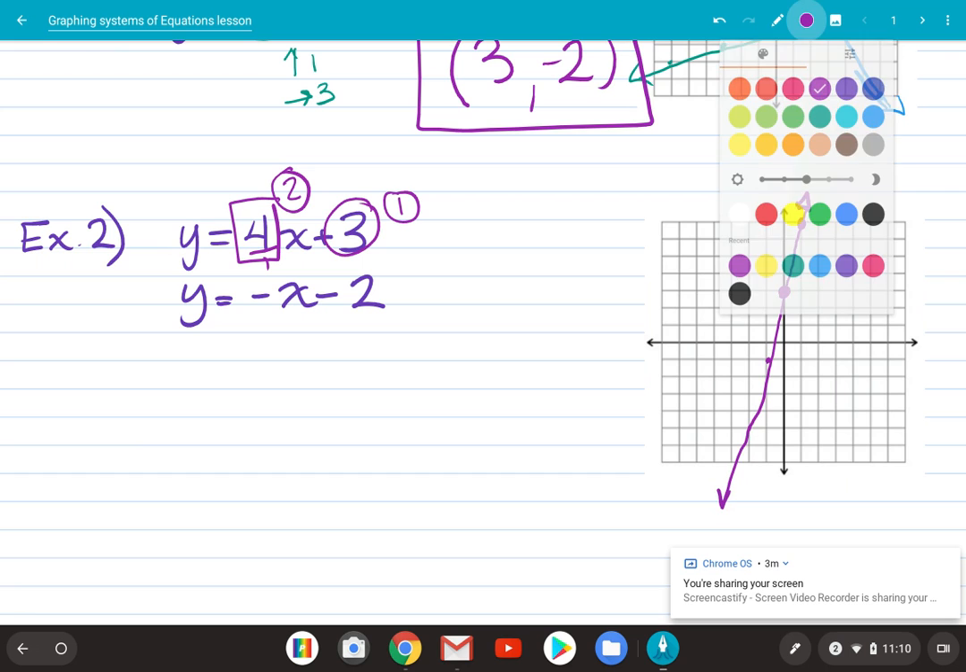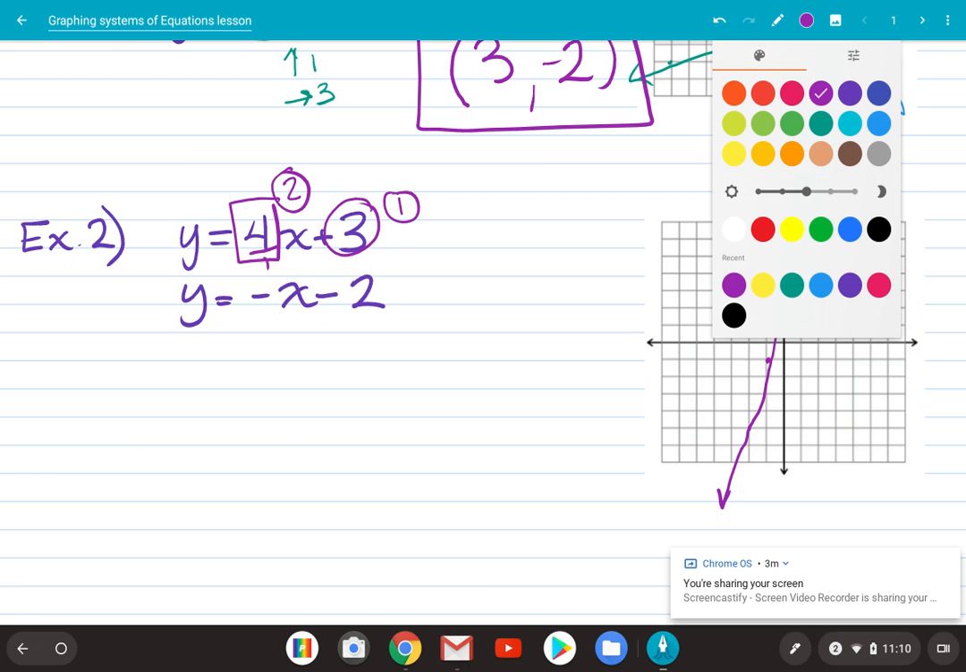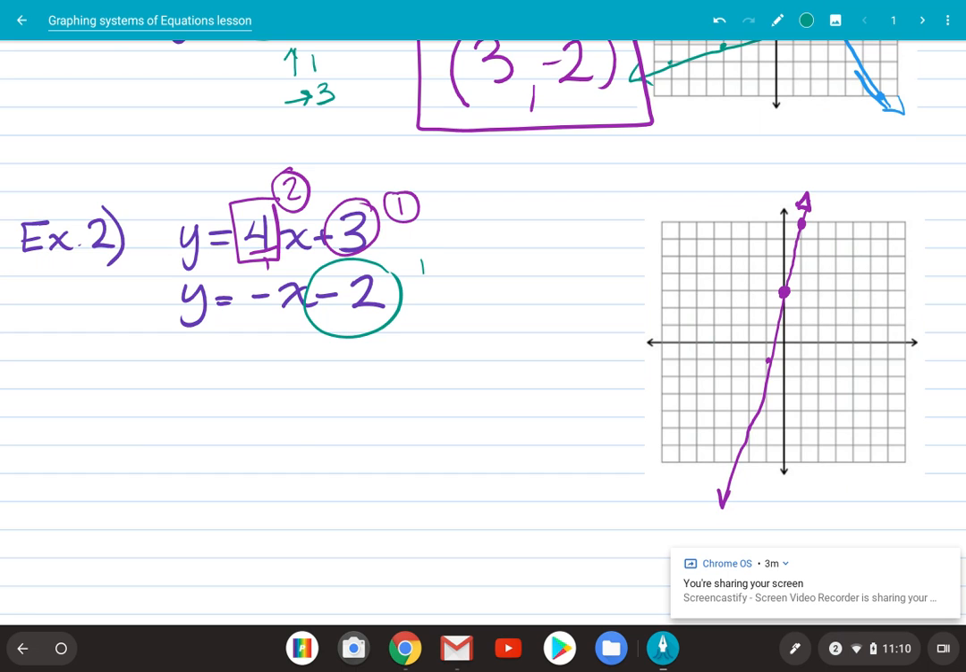Then we do our second equation. I like using different colors just to make it a little bit easier to distinguish which one is which. So here's 1. We're going to start at -2. Now, the number in front of x, there is no number, but there is an imaginary 1. So we're going to put it 1 over 1. So we're going to go down 1 to the right 1. Down 1 to the right 1. Keep going so you have a nice straight line, hopefully better than mine.